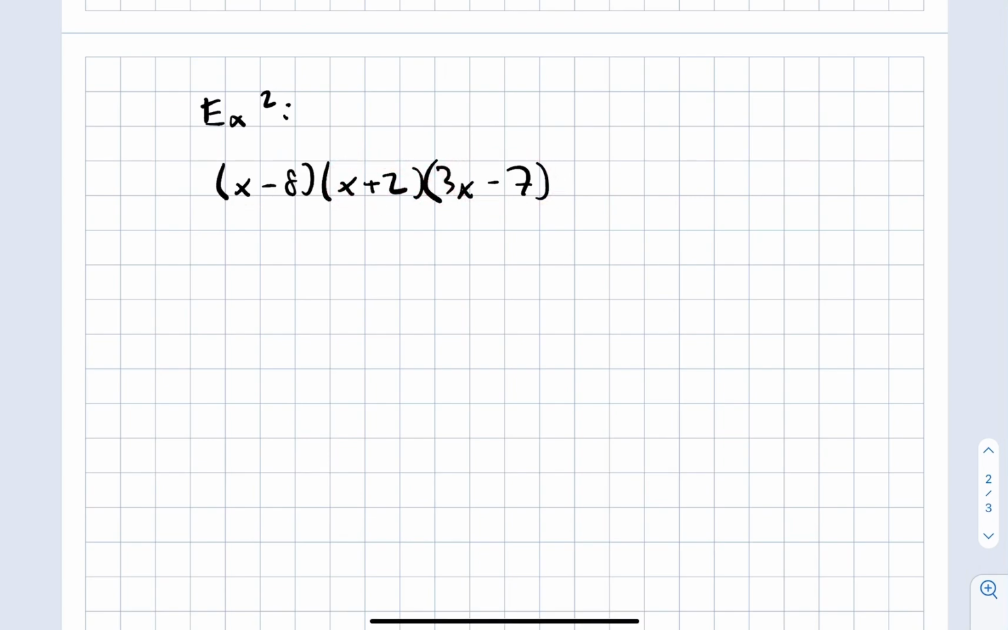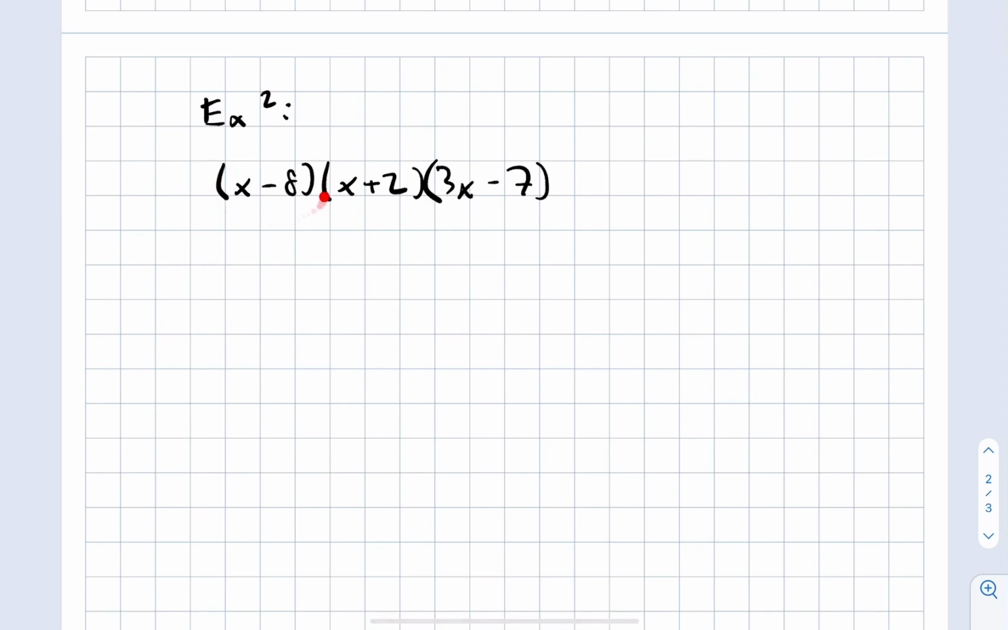Now, rather than taking it all at once, what we'll do is we can take any 2 of them that we want to multiply together first, and then multiply the result of that times the third. Now, it does look like right here it's easiest to deal with these 2. And then we'll take the result of that and multiply by the 3x minus 7.